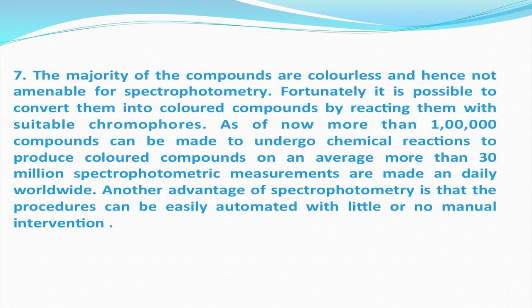Fortunately, it is possible for us to convert them into colored compounds. As of now, more than 100,000 compounds can be made to undergo chemical reactions to produce either a colored substance or remove a color from an existing substance like that, which make them amenable for spectrophotometry. And believe me, this is a very large number.